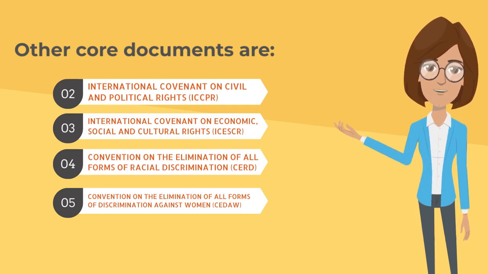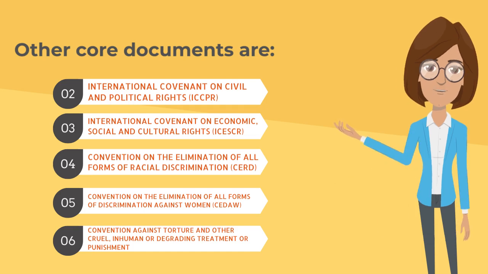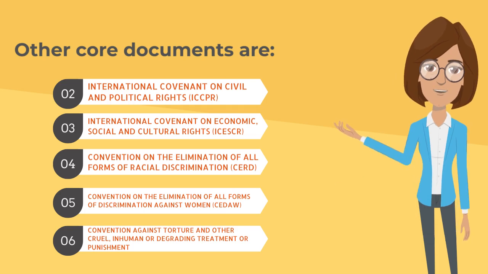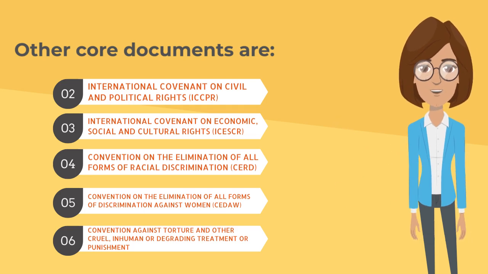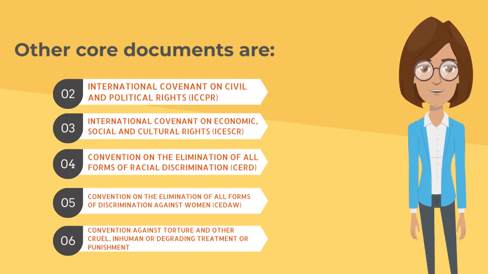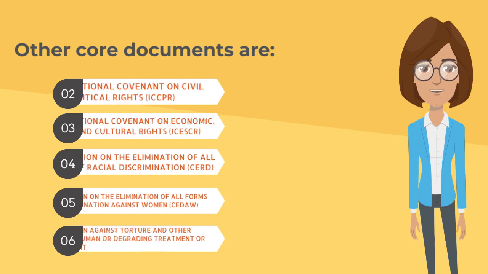Convention Against Torture and Other Cruel, Inhuman or Degrading Treatment or Punishment, CAT, adopted in 1984. The CAT is a treaty that aims to prevent and prohibit torture and other cruel, inhuman, or degrading treatment or punishment. It establishes obligations for states to prevent and punish such acts.